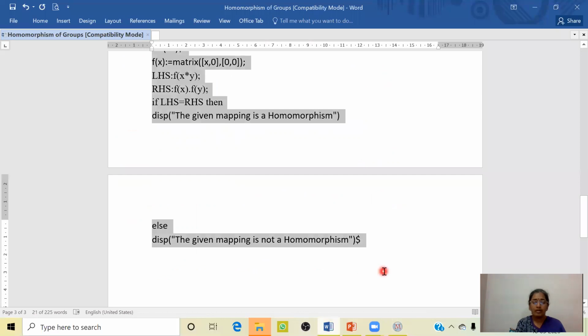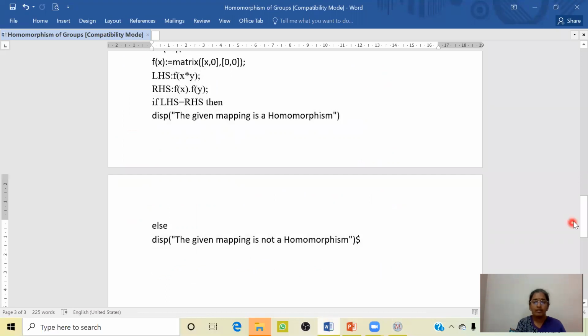So I hope everybody could follow the program for verifying whether the given mapping is a homomorphism or not.